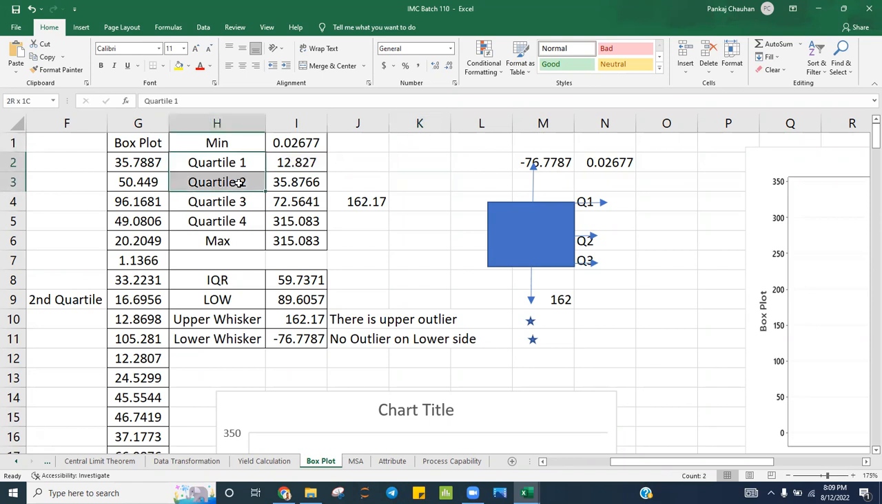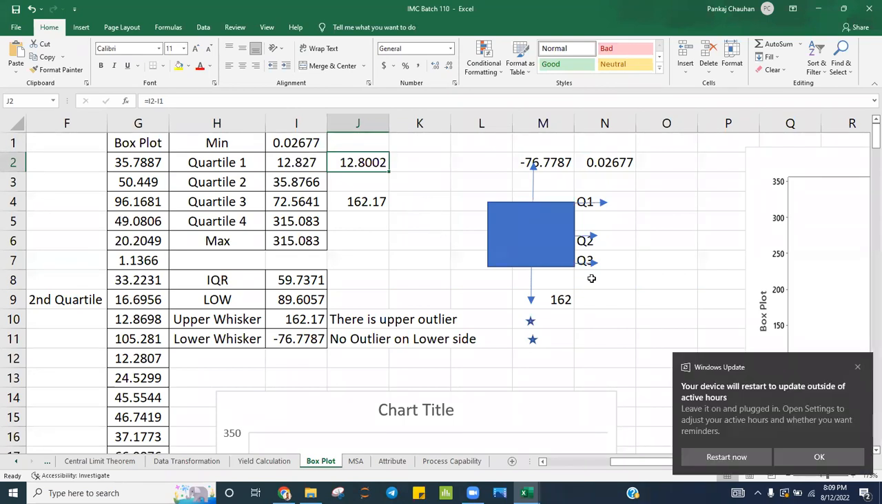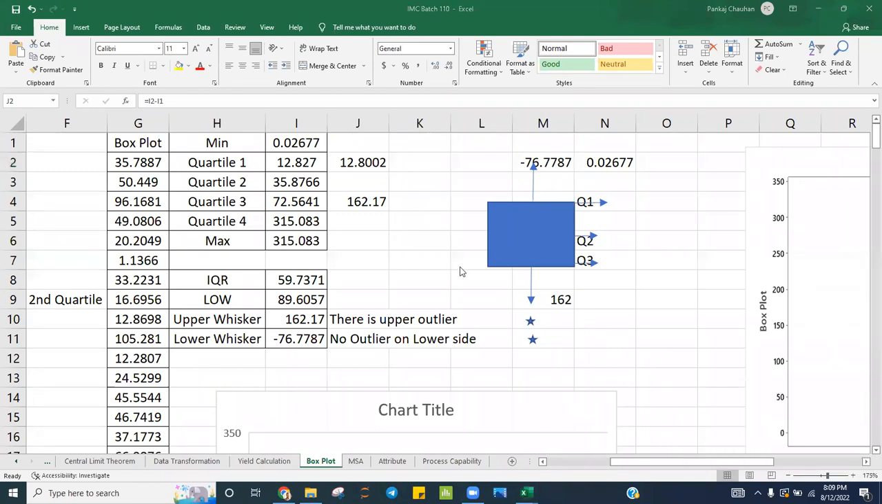Then from quartile 1 to quartile 2, another 50 data points, which is 12.82 to 35, you have another set of 50 data points. If you see the difference, or the window of operation, for the first 50 data points, the range is only 12.80. Now, if you see the range of quartile 1 and quartile 2, the range is around 23 data points. So there is a higher variation here.